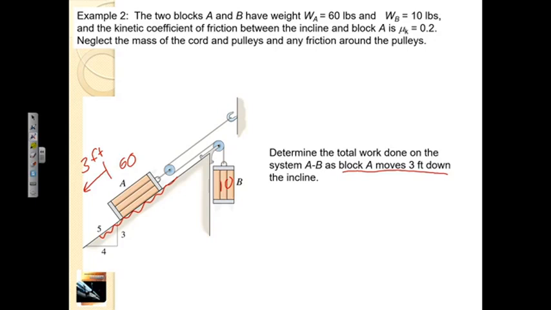So if block A, we know that internal work between the two systems has to be equal. The tension done as block A is sliding 3 feet, it's got 2 tensions, so that's going to be block B with 1 tension sliding double that, right? So block B is going to be going up 6 feet.